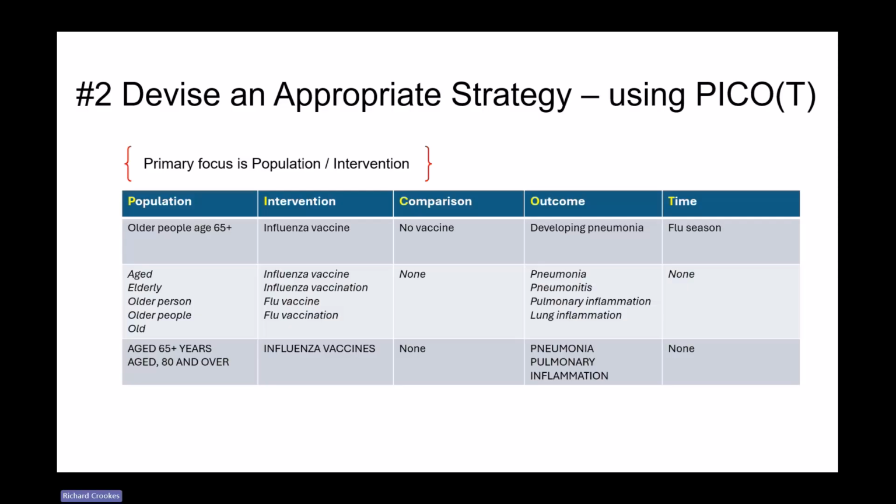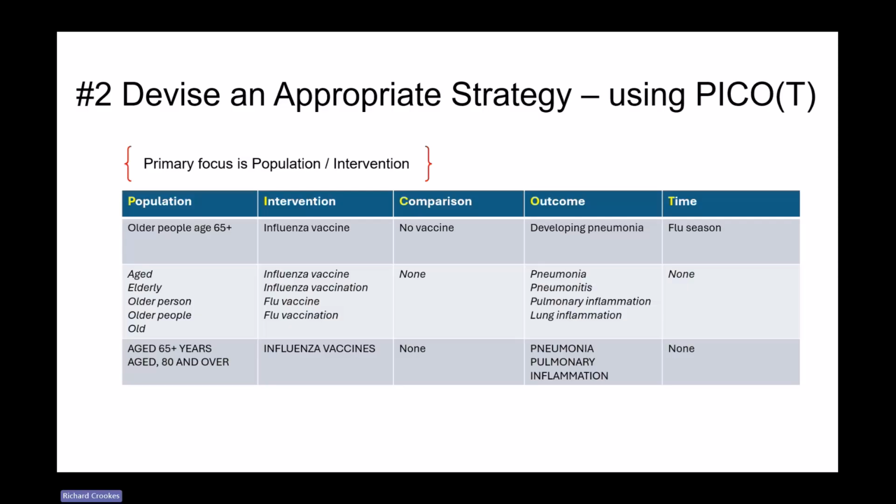So we've got the population group. We've already seen that is for patients 65 and over. We've got the intervention, which is flu vaccine or influenza vaccine, compared to standard or no vaccine, of course. And then the risk or outcome of developing pneumonia during flu season, which is the time element.